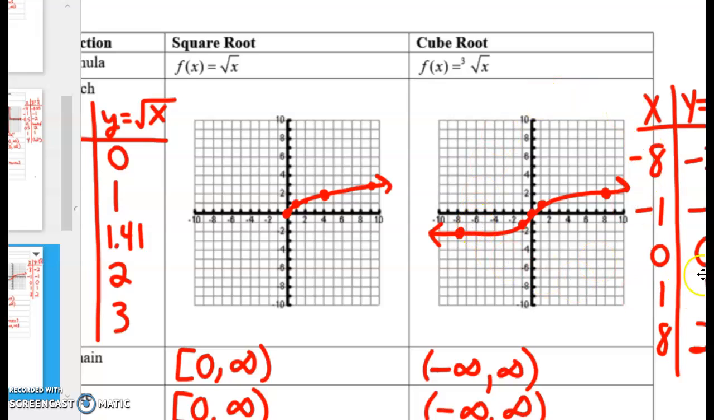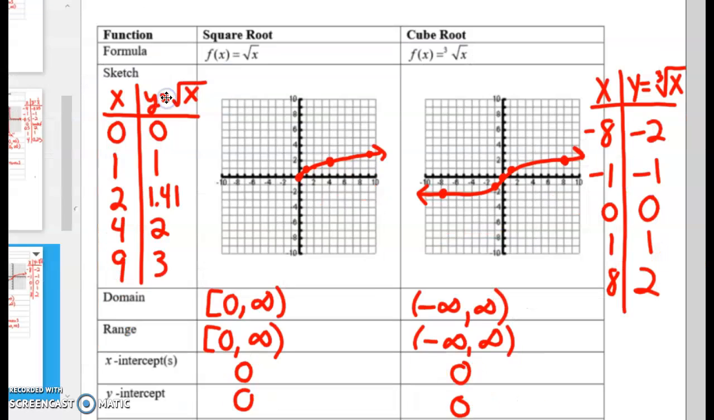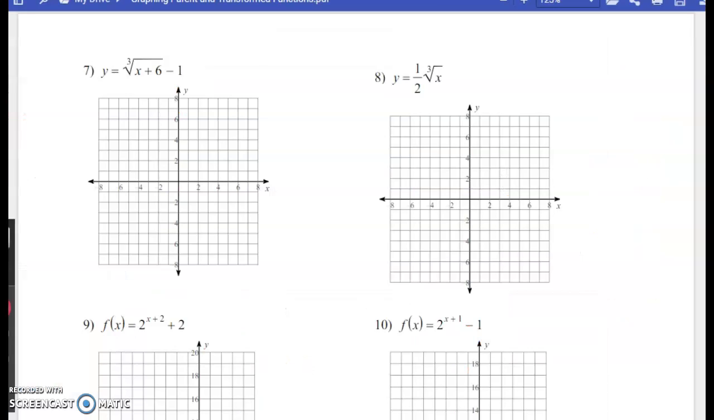And my table, let me zoom out a little bit here. There's my table of points that I'm going to plot on the graph on the homework to start with. Gives me a starting point. And again, I'm getting these points from my notes, from the notes we took earlier this week. So there's my parent cube root.